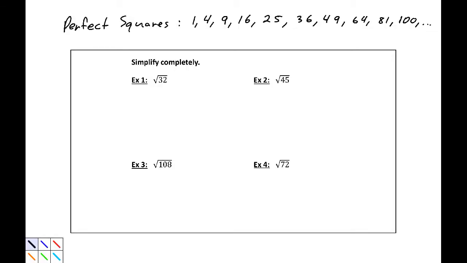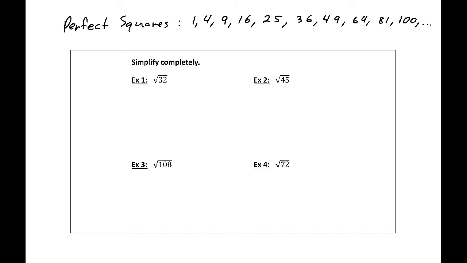When it comes to simplifying square roots, probably the most straightforward way to simplify them is to look for perfect squares. Now, as we see, I have a list here. Perfect squares are 1, 4, 9, 16, 25, 36, 49, 64, 81, 100, and so on. And again, these are actually numbers we can take the square root of. So the square root of 4 is 2, the square root of 36 is 6, the square root of 64 is 8, etc. I found these by actually going 1 squared, 2 squared, 3 squared, 4 squared, etc.